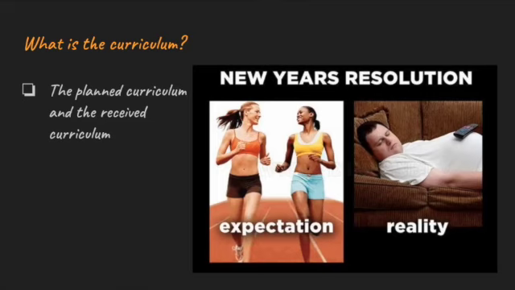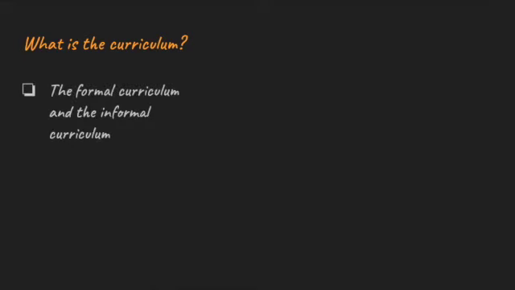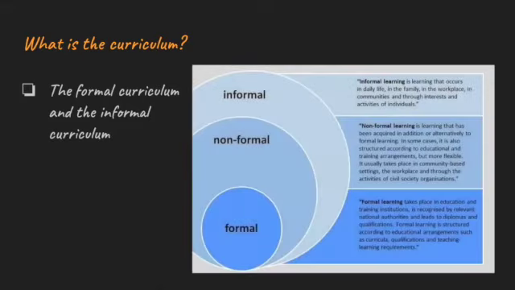So, planned curriculum and received curriculum are much in the same way as expectation versus reality. Now, another concept that we encounter is the formal curriculum and the informal curriculum. So this is actually a spectrum, from the formal to the informal, and in between them is the non-formal.